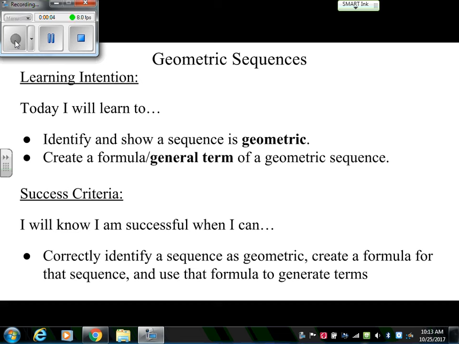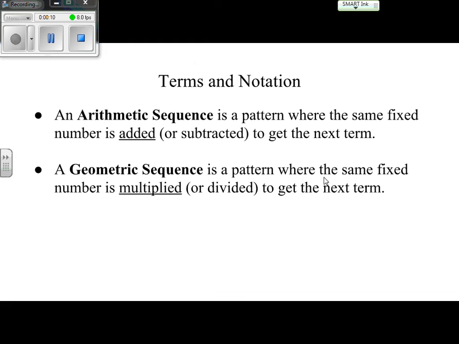In this video, we'll be continuing our discussion of geometric sequences by looking at a few more examples. A quick reminder that an arithmetic sequence is a pattern where we're adding a fixed value, known as the common difference, to get the next term. A geometric sequence is one where we're multiplying a fixed value, known as the common ratio, to get the next term.